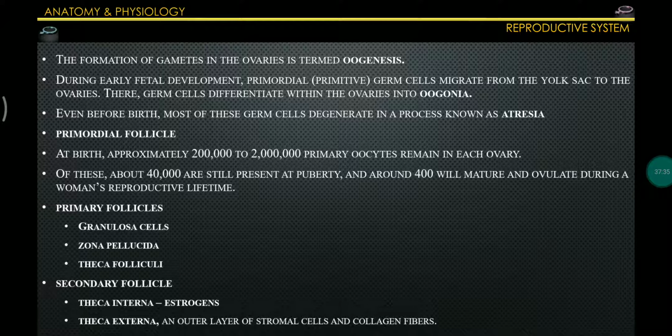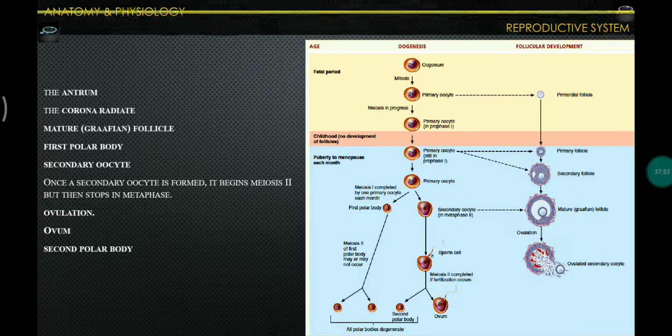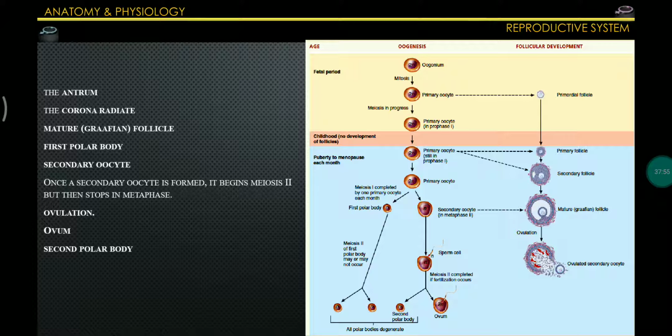Primary follicles consist of granulosa cells, zona pellucida, and theca folliculi. Whereas secondary follicles consist of theca interna, which produces estrogens, and theca externa, which has stromal cells and collagenous fibers. In the secondary follicle we also have the antrum and corona radiata, and the mature Graafian follicle consists of the first polar body, which we will see now, and the secondary oocyte.